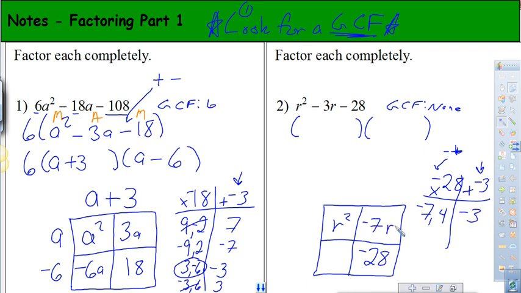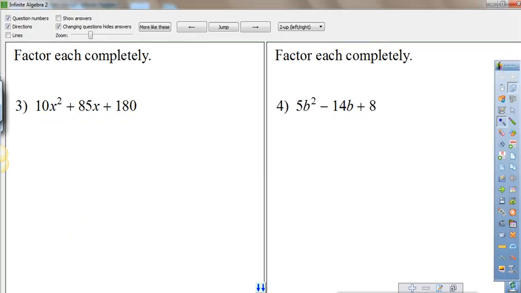Negative 7r and 4r. Take out an r. Take out a negative 7. This way, take out an r. Take out a 4, positive 4. So we've got r minus 7, we've got r plus 4. Fantastic. Moving on. A little more complicated. Alright, so in this guy, our greatest common factor is 5.